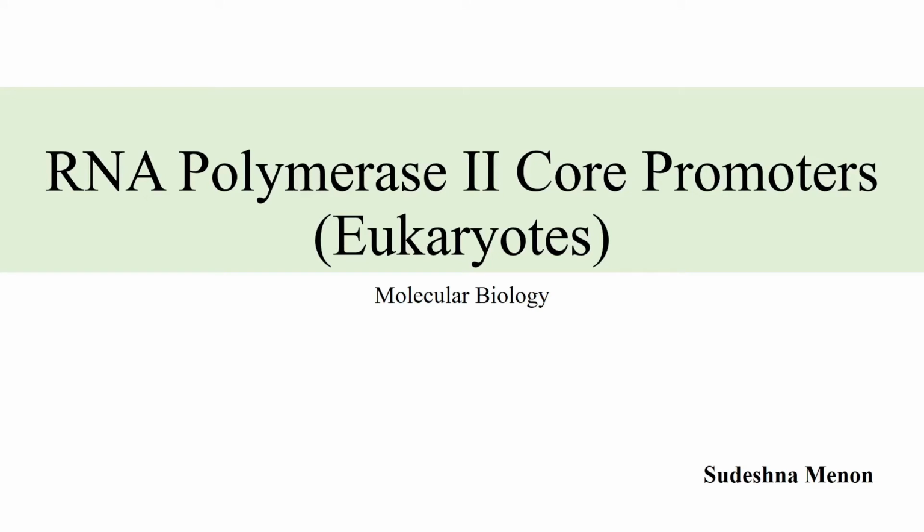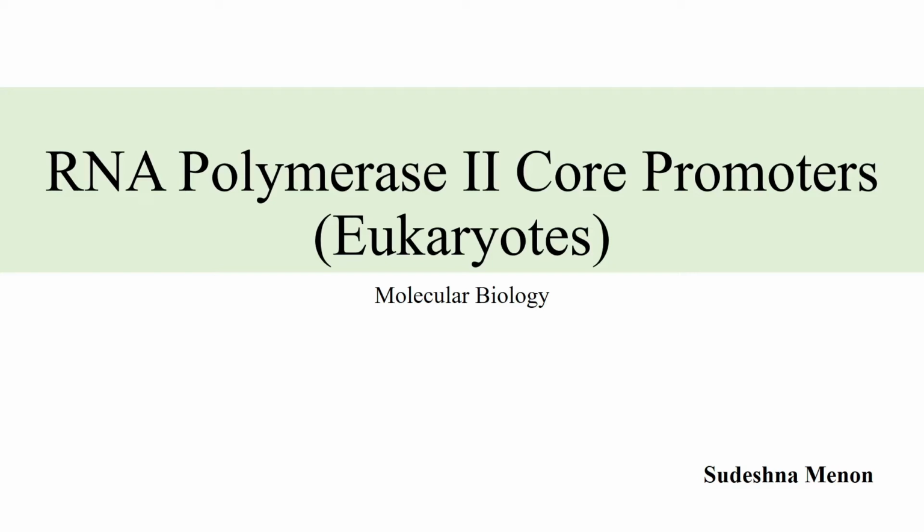RNA polymerase II core promoters in eukaryotes. We all know that RNA polymerase, in order to initiate transcription, has to bind to a region that is called a promoter region. Now, the eukaryotes have three major RNA polymerases, polymerase 1, 2, and 3. Every polymerase seems to have its own promoter sequences or promoter region. And so in this session, the focus is going to be on the core promoter region that helps the RNA polymerase to bind to the gene that it has to transcribe.